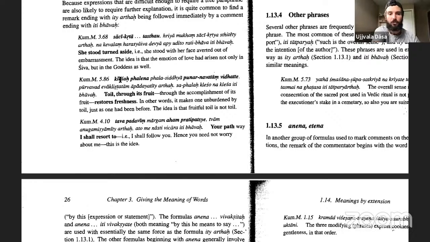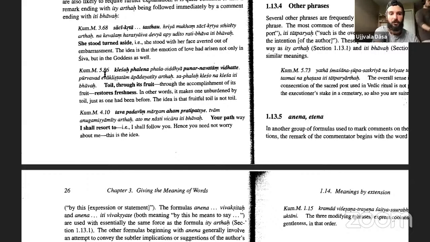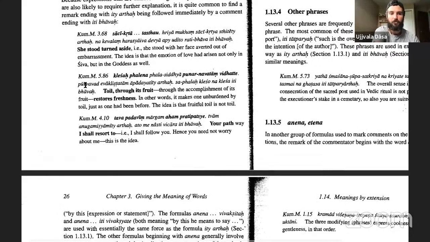So toil or hard work or misery, by its result or by the attainment of its result, creates newness again. Punarnavatam, again creates freshness. Purvavad eva aklishtatam apadayati ityartaha. The idea is that apadayati purvavad eva aklishtatam. Toil through its fruit, in other words, makes one unburdened by toil just as one had been before. So purvavad, as before, eva aklishtatam, so unafflictedness. Apadayati, so it brings about unafflictedness as before.